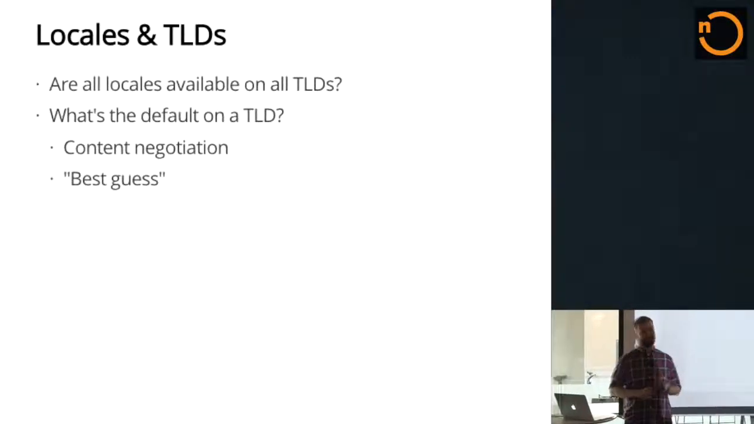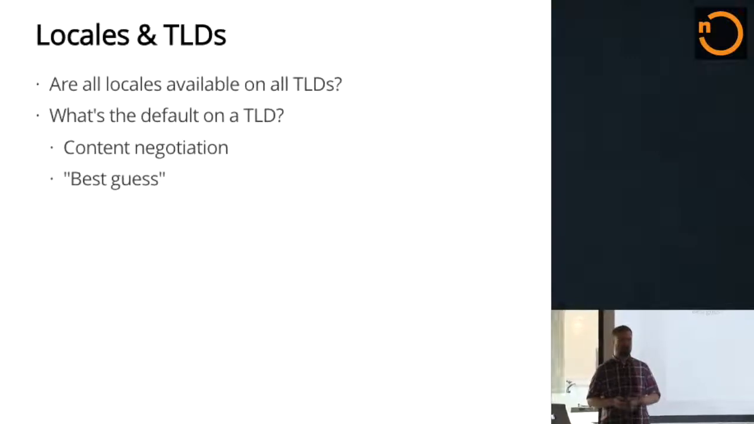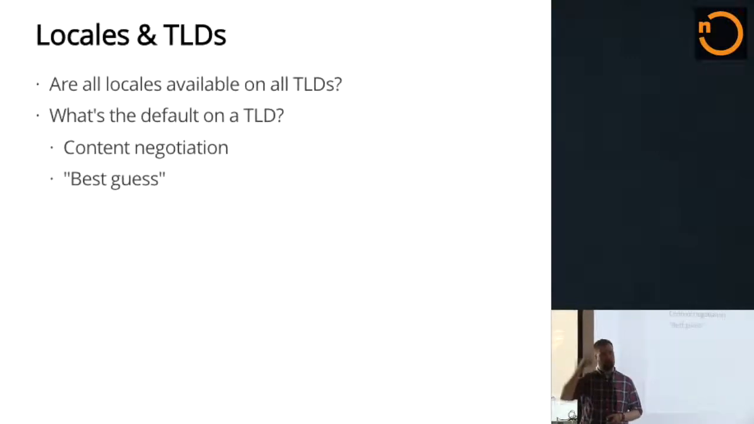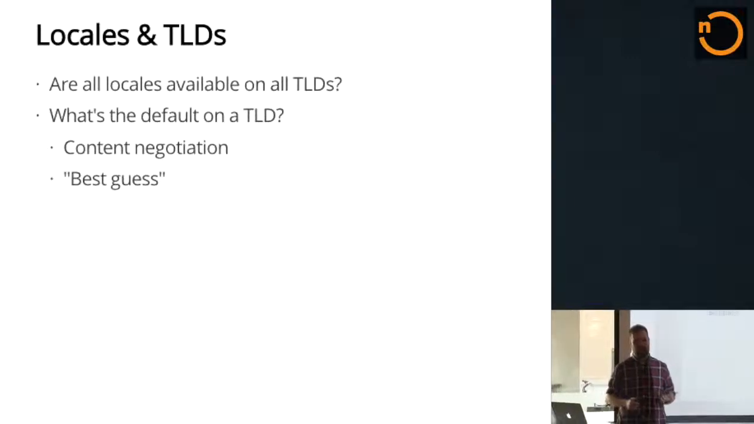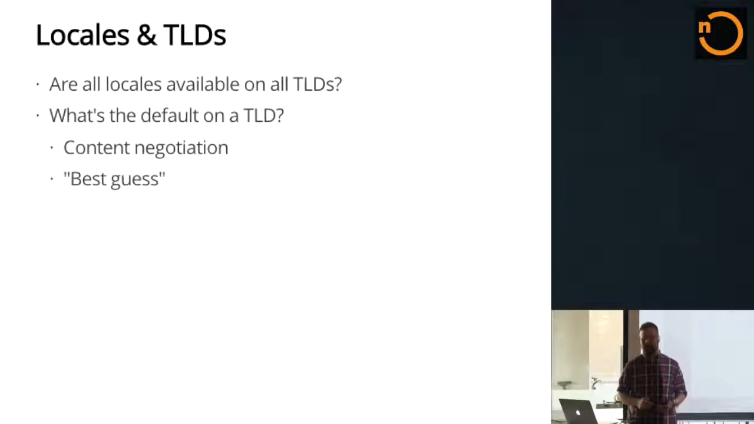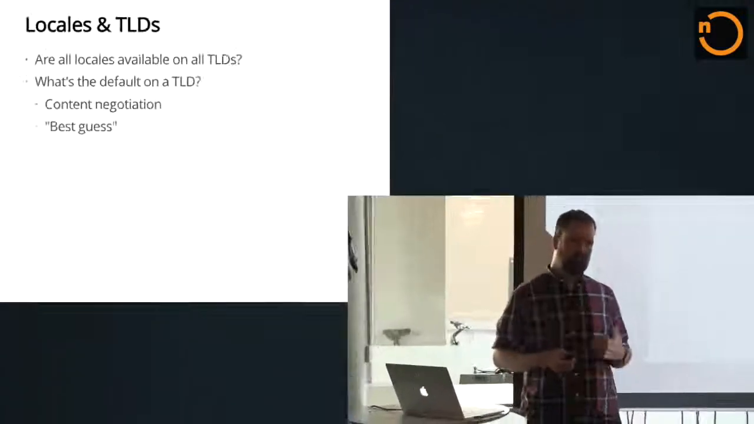So locales and TLDs, these are the decisions we really had to focus on when we were starting to internationalize Eventbrite and provide it in all these locales. Are all the locales going to be available on all TLDs? And how do you figure out what locale to show somebody? There are really 2 different ways that people go about this that we evaluated. One was negotiation, where you look at the browser headers, you look at what languages you support, and you figure out what the best match is going to be.